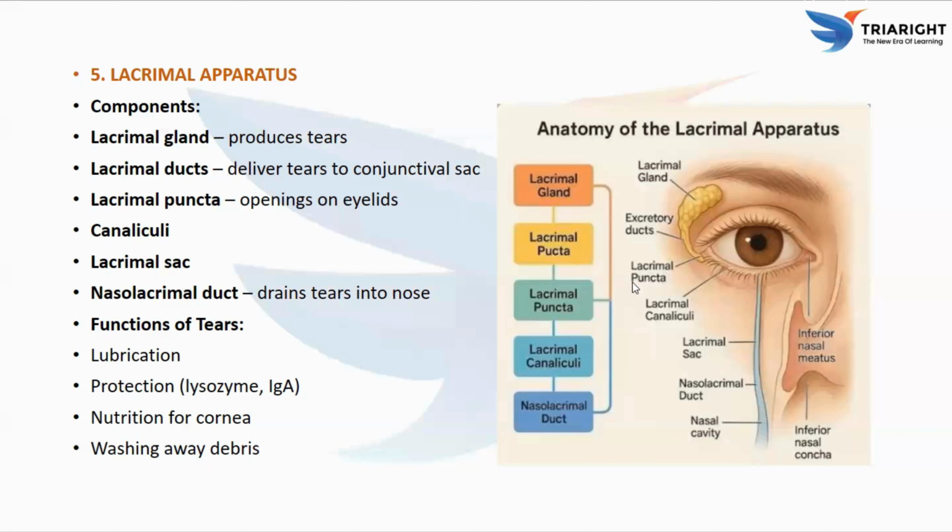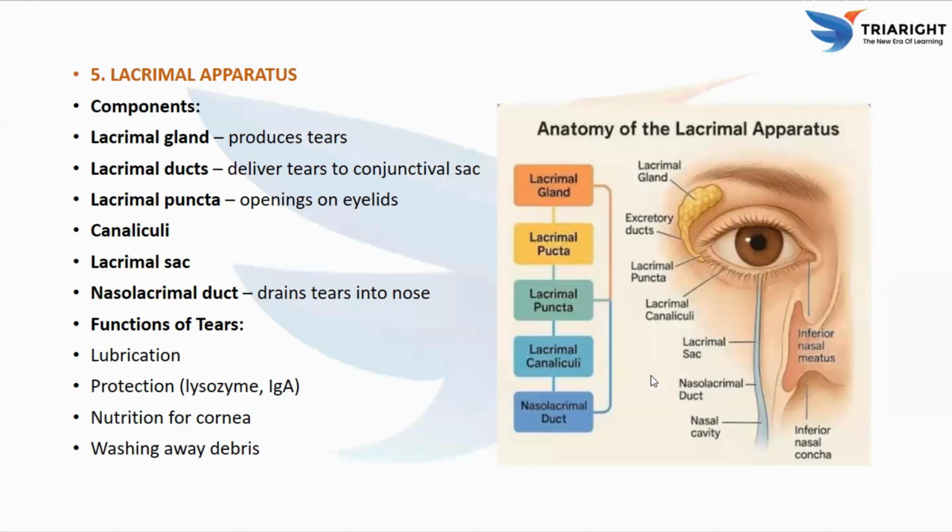And then coming to lacrimal puncta. So these are the tiny openings on the medial side of the upper and lower eyelids. They act as the entry points for tear drainage. So these are the openings which suck the tears in like tiny vacuum holes.